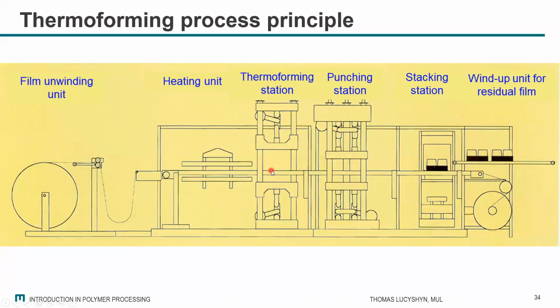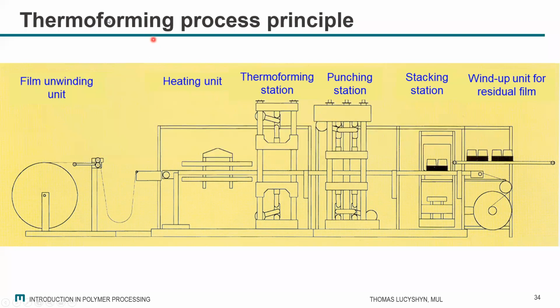So the material from this film, from this continuous film, a part of the film is deformed. And here there's a punching station. So the part itself is punched from the rest of the film. And then the parts are stacked here. And also the residual unit of the residual film. So the rest, which is remaining, is taken on here.